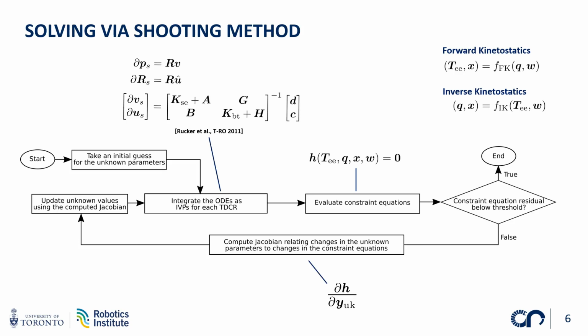Otherwise, we compute the Jacobian of our constraint equations with respect to the unknown variables. Using this Jacobian matrix, we can update the unknown variables in order to converge closer to a solution that satisfies the equations of our system, before starting a new iteration of our optimization routine.